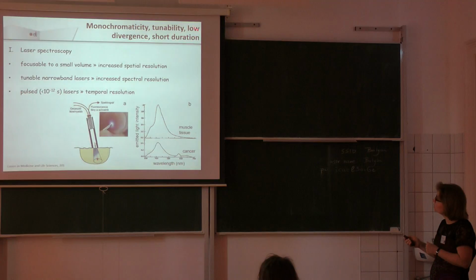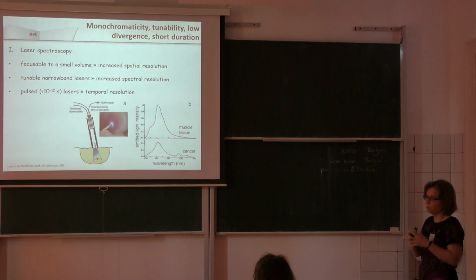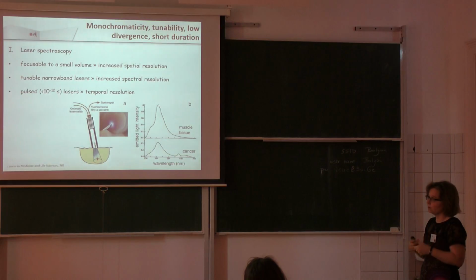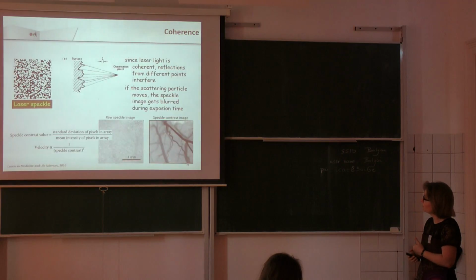The combination of a well-defined frequency, tunability, low divergence, so it will shine where you want it to shine, and short duration makes lasers a very good source for spectroscopy. Then you can target a very small volume, you can tune it to see the behavior of the tissue for different frequencies of light, and you can also add temporal resolution when you look at the emitted light variation with time. It gives you extra information on what the actual material was that you shone your light onto, whether it's one type of tissue or another type of tissue. Lasers can give you a lot of information because of their special properties.